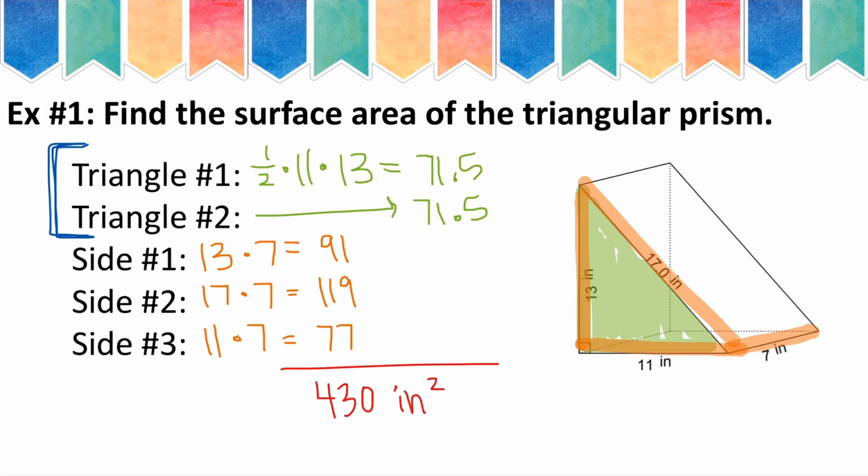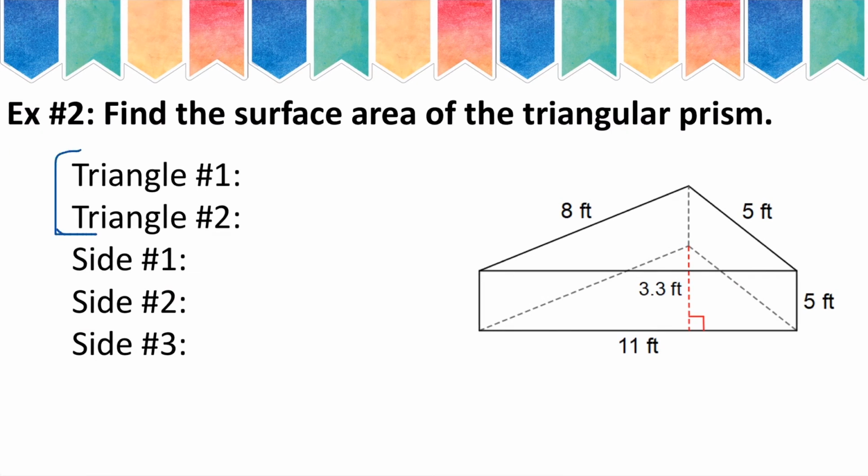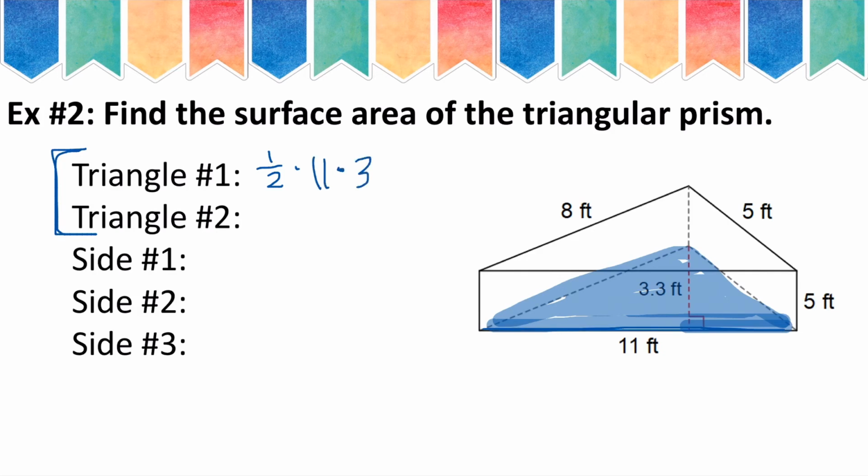Let's look at one more example that is slightly different. Again, I'm going to start with my 2 triangles first. And remember, both triangles are always going to be the same. So I'm going to highlight this triangle down here. And remember, the area for a triangle, I'm always going to do 1/2 base times height. So I'm doing 1/2 times 11 for the base times 3.3 for the height. And I get 18.15. And again, the other triangle is always going to be the same.